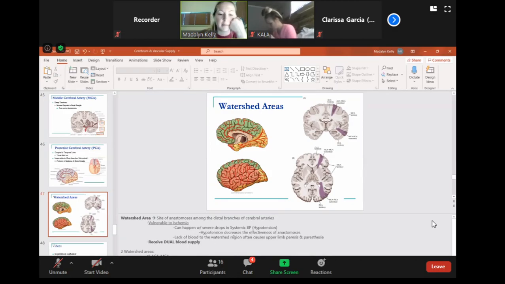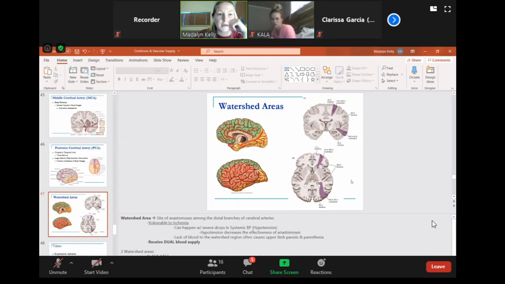Why? Because the hypotension decreases the effectiveness of the anastomoses. There's not enough pressure in the arteries to get that blood up to those places. So a lack of blood to the watershed region often causes upper limb paresis and paresthesia. There are two watershed areas. The MCA is in both of them. You're going to have the ACA and the MCA, and the PCA.